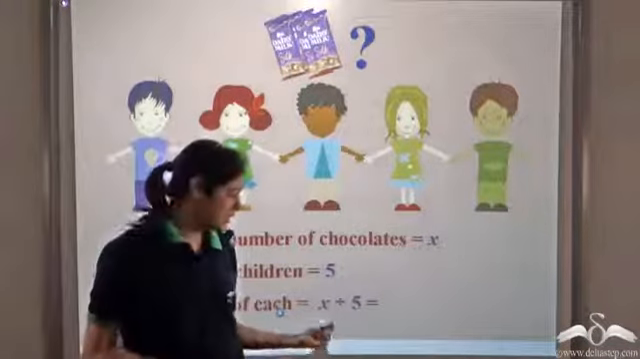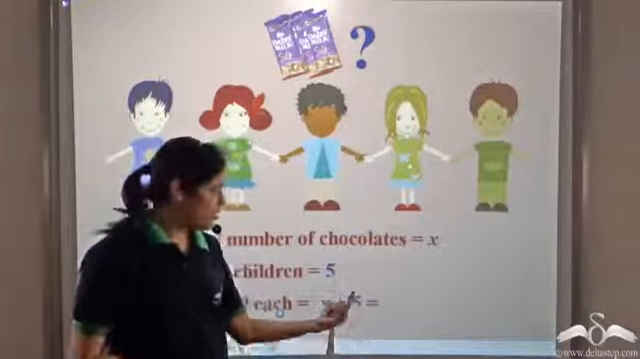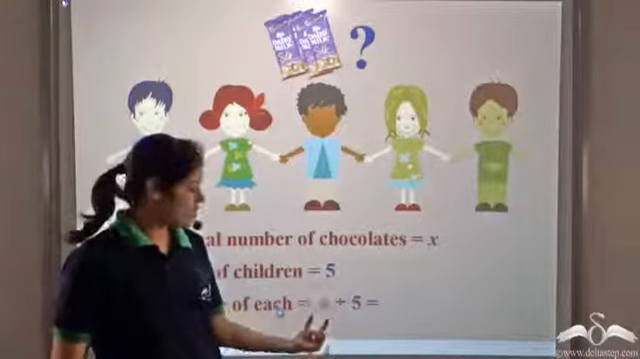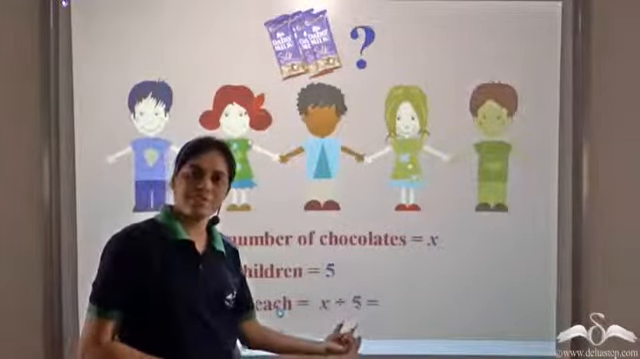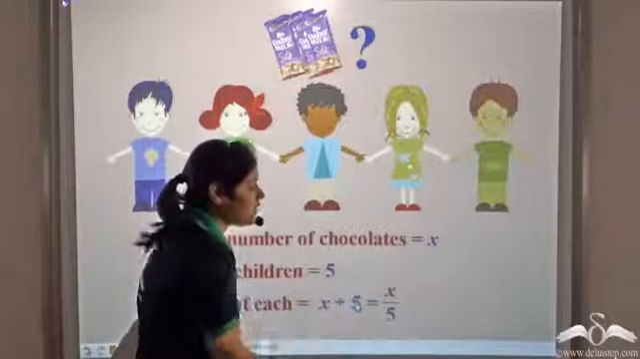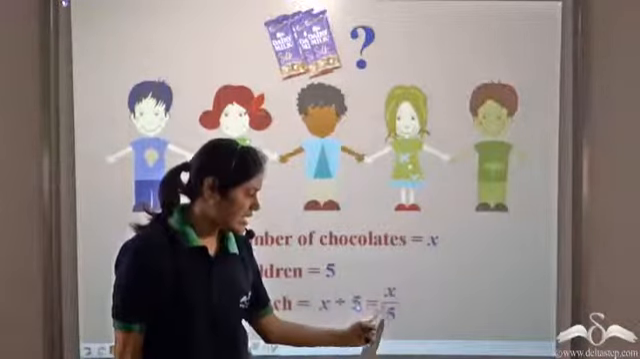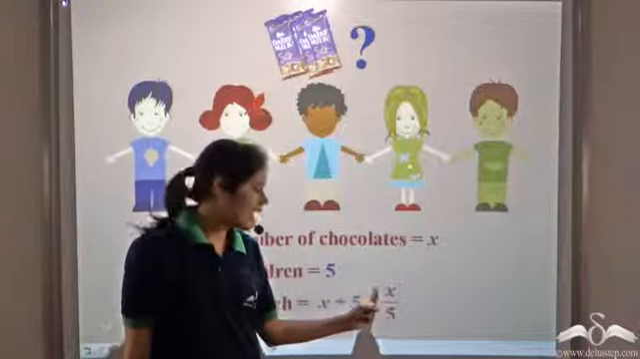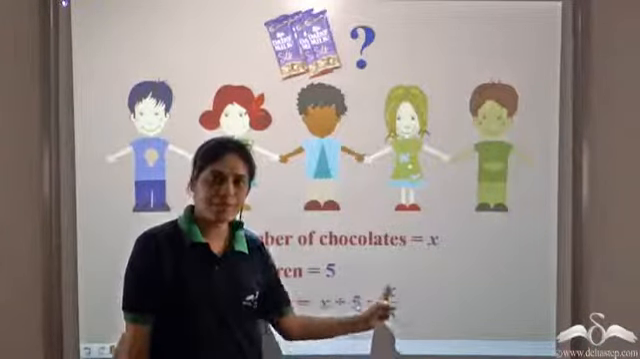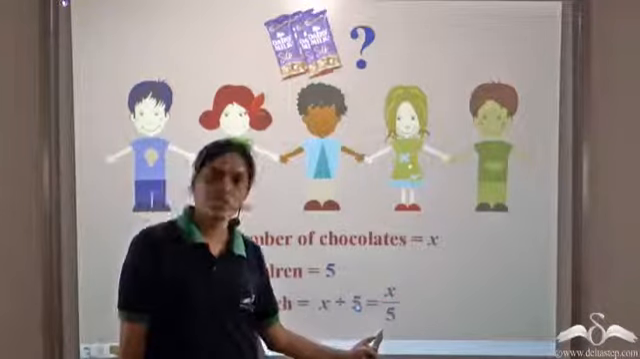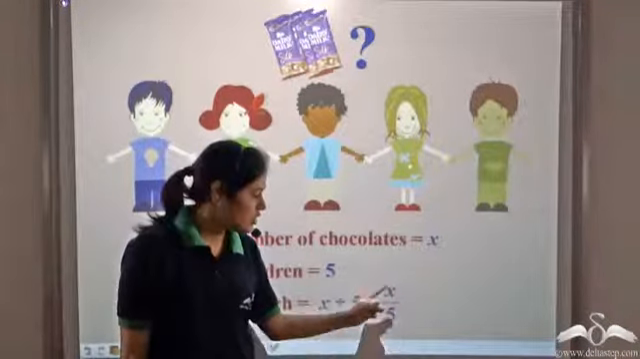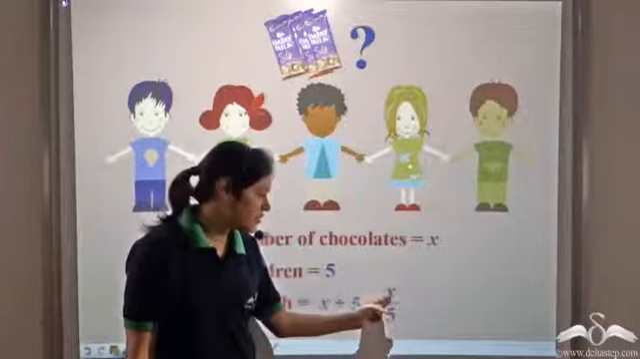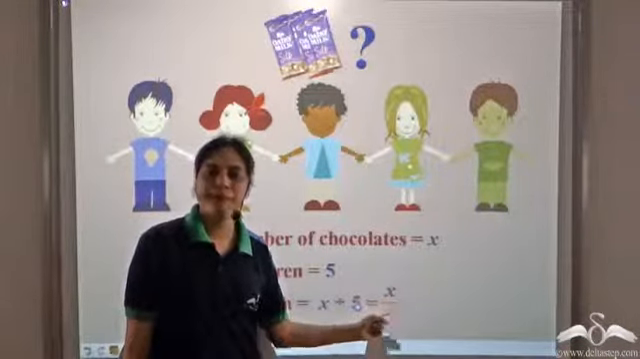It will be x divided by 5, x chocolates divided among 5 children. So share of each will be x divided by 5. We can represent it as x by 5. Here we have divided a variable which is x by a constant which is 5. So this is how we divide a variable by a constant and we represent it as x by 5.